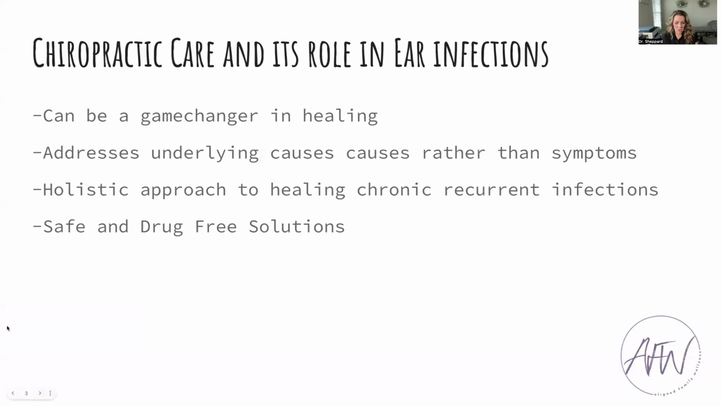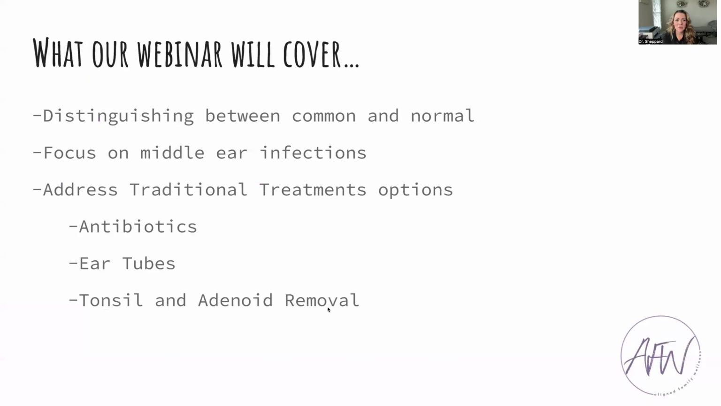Okay, so basically what our webinar is going to cover is the difference between a common and a normal ear infection. We're going to mostly be talking about middle ear infections. We're not really going to be talking about swimmer's ear. And we're going to talk about the traditional treatment options such as antibiotics, tubes, and then tonsil and adenoid removal.